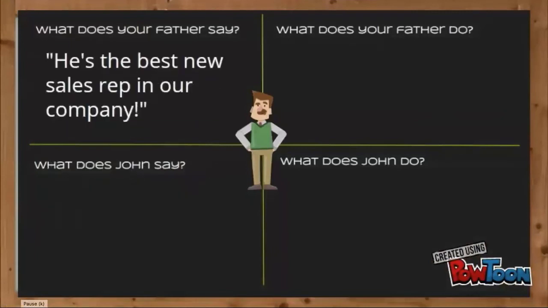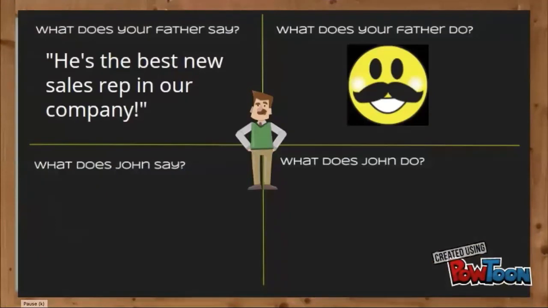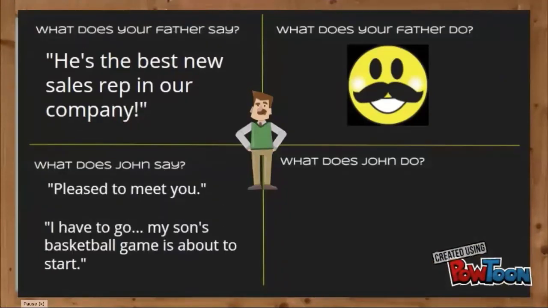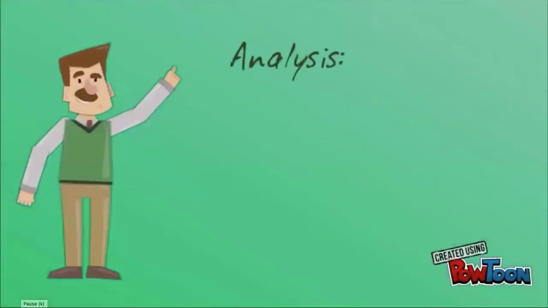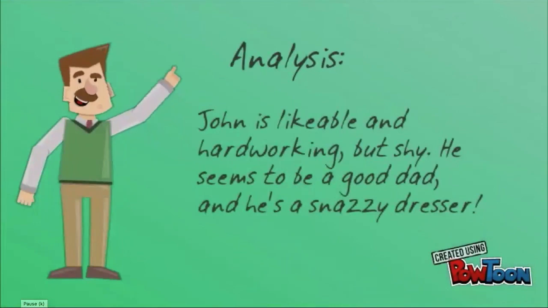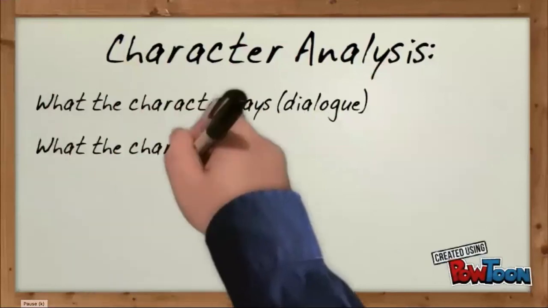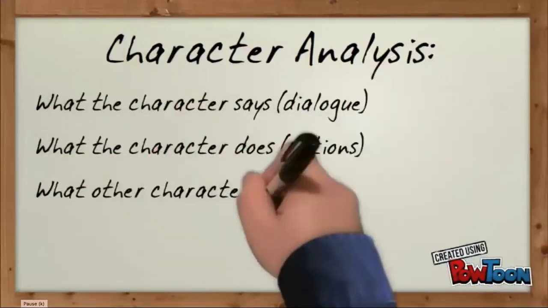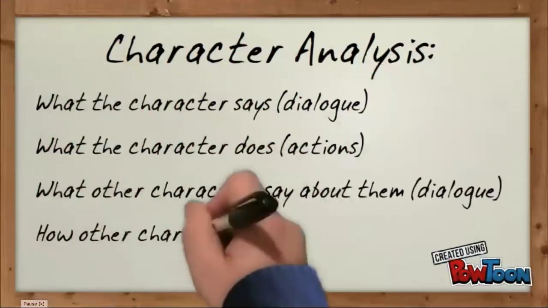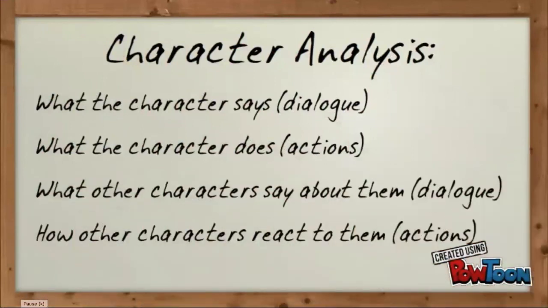You have what your father's told you. You have the way your father reacted to John. You have what John himself said. And you have what he did when he met you. This is the same type of information we use when analyzing a character in literature. What the character says and does, and what other characters say about them, or how other characters react to them, all aid in our analysis. When we are collecting evidence for our analyses, this is what we should be looking for. And this information will help us to develop a well-rounded character analysis every time.